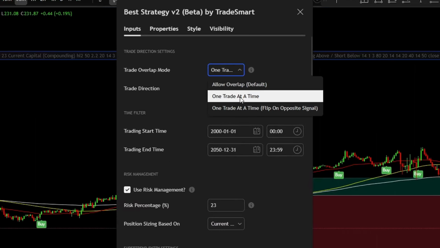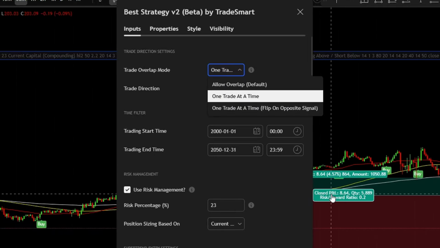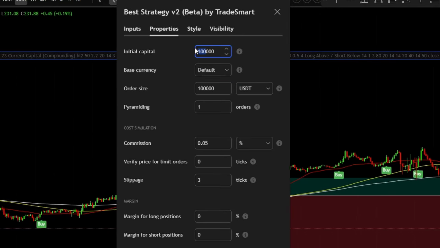Oh, and don't forget, we only trade one trade at a time. So if you're already in a position and you get another valid entry signal, we don't enter that. We only have one trade at a time open. Now for initial capital, we are using $100,000, but you can decrease this to 10,000 or 1,000, whatever your budget is. For commission, we are using 0.05% on each entry and exit and a 3-tick slippage.